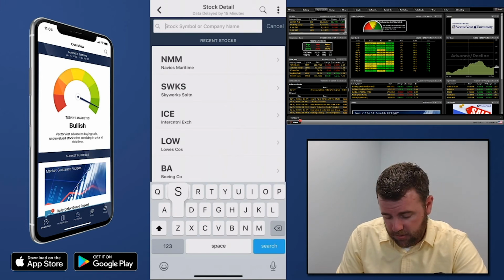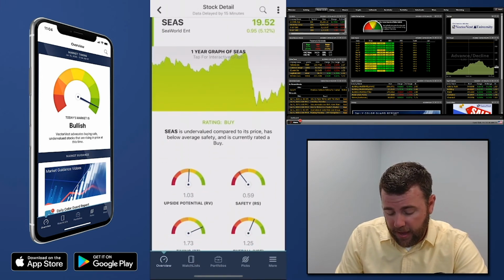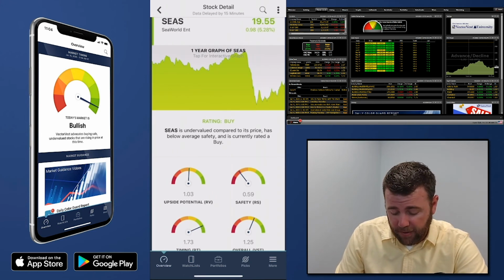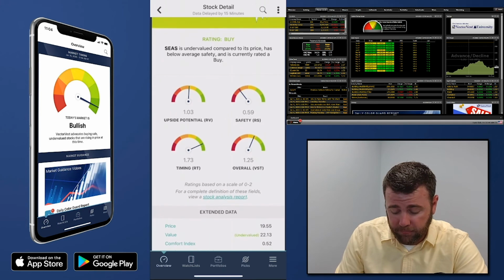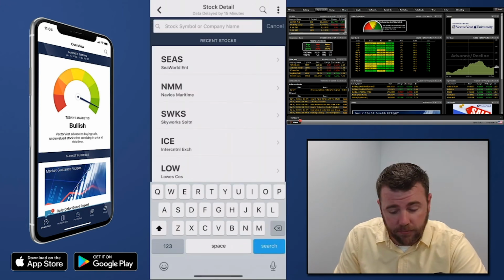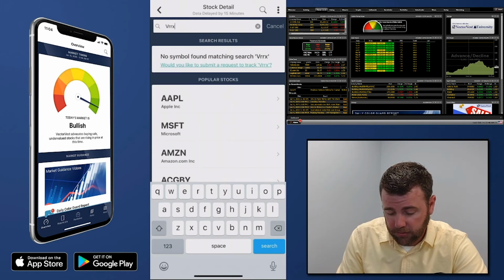SEA. SEA, average long-term potential, a lot of risk associated with it. However, you have a really nice strong uptrend. Overall, the stock's favorable only for aggressive traders, though. VRTX.